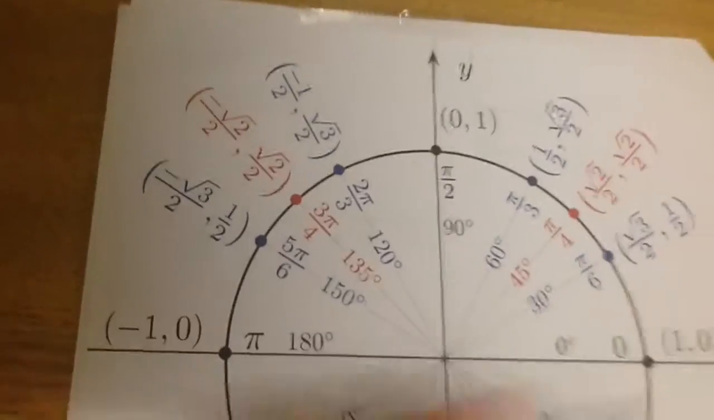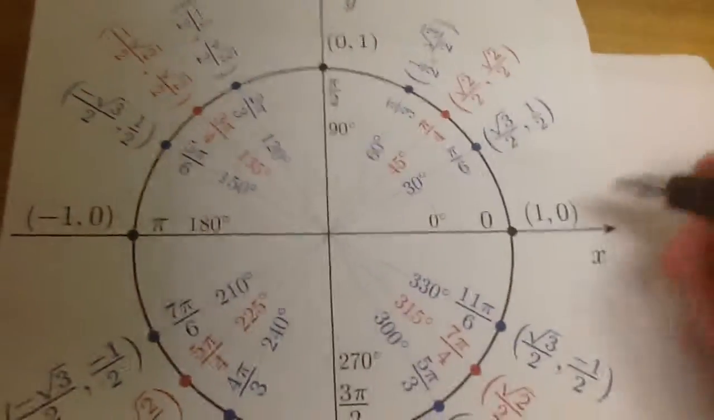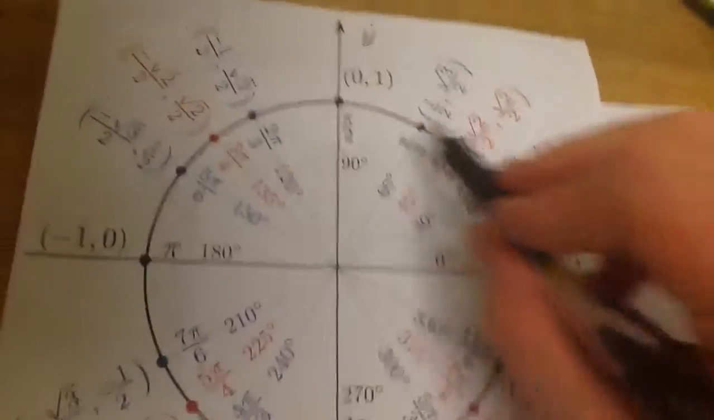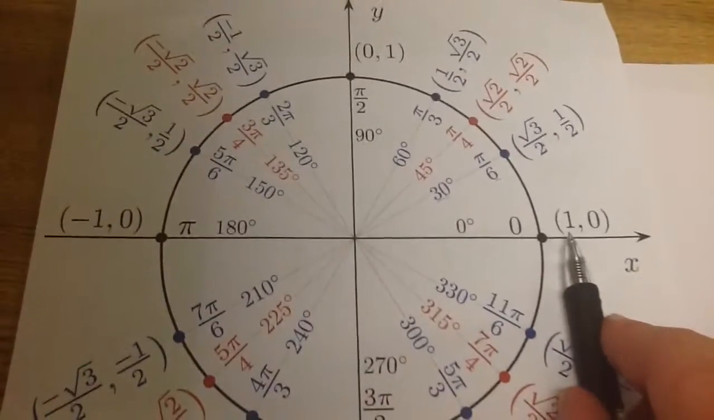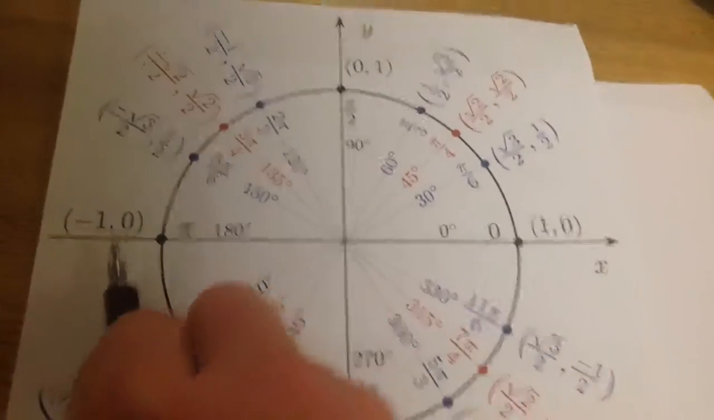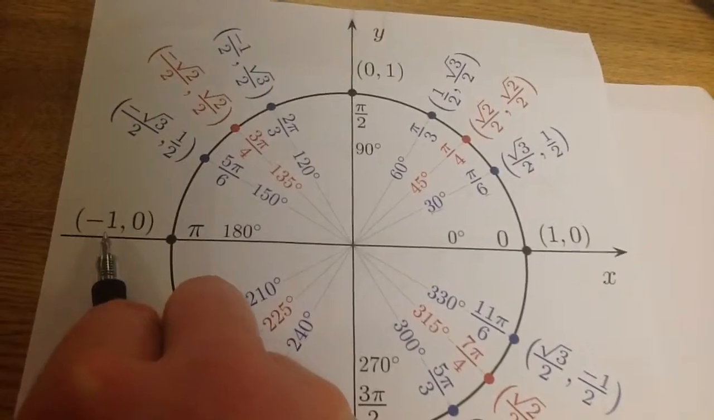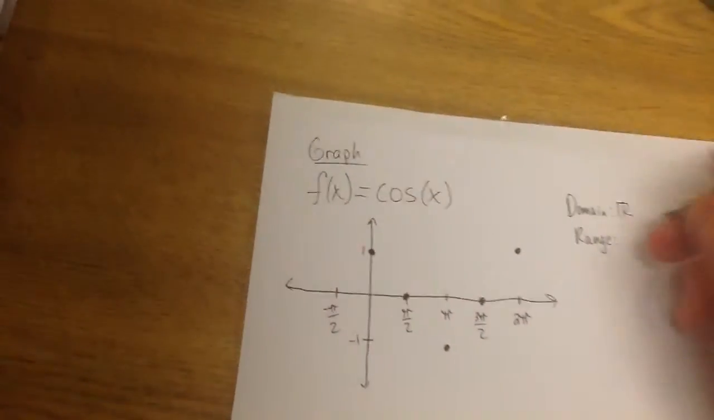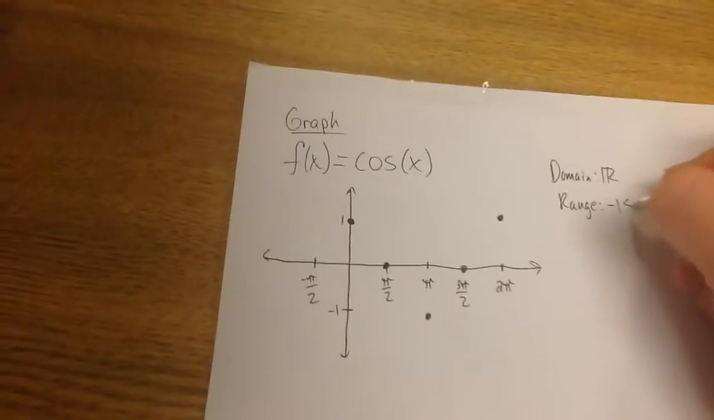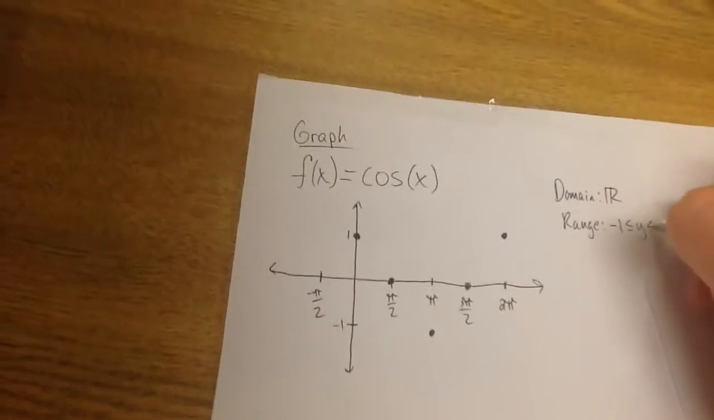Well, guess what? Isn't it just going to repeat? The cosine is the x value of these angles, right? Well, isn't the highest x value possible 1? And the lowest x value possible is -1. That's our domain and range right there. Our range, it's never going to go below -1, and it's never going to get above 1.